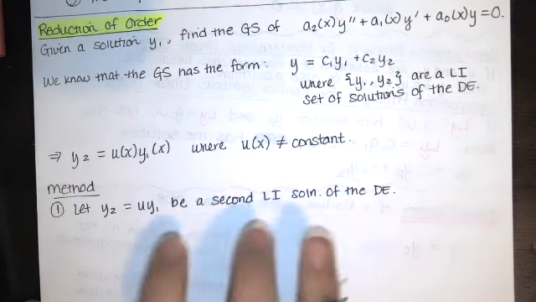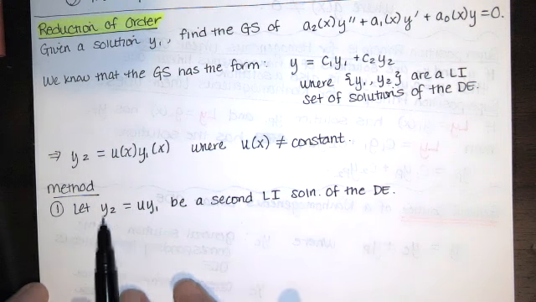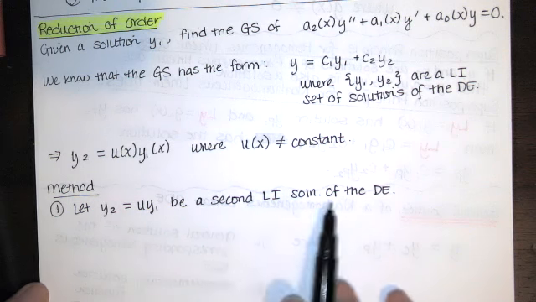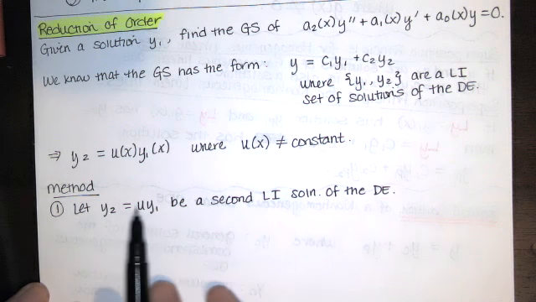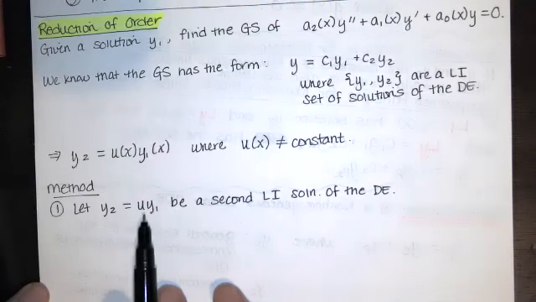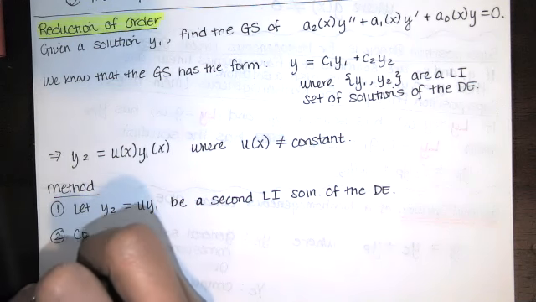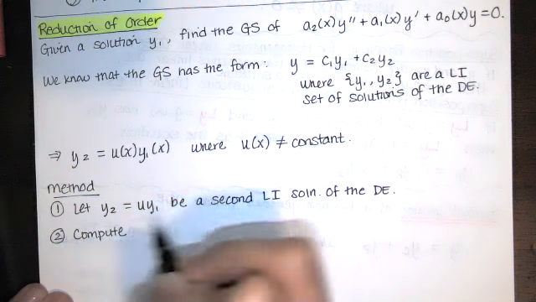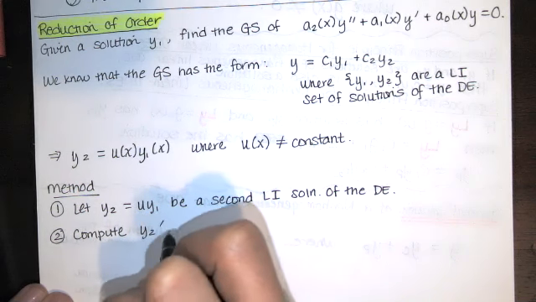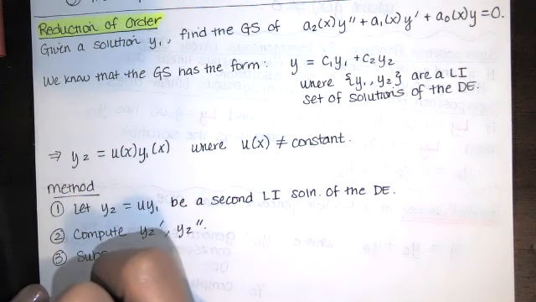And then we're going to say, okay, if that's true, what does u have to be? So we're making this assumption. And since we are assuming that y2 is a second linearly independent solution, and we know that y2 is out there because we know that the general solution has this form, then what does u have to be? So in order to find the value of u, we will compute the first and second derivative of y2. You're going to substitute those into the differential equation.